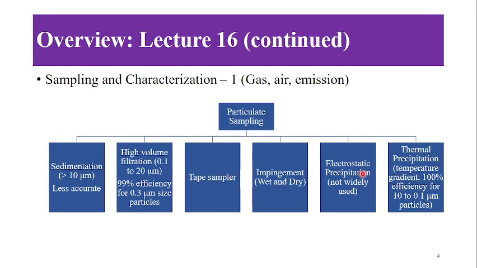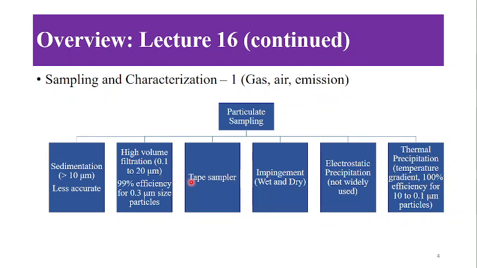Next is particulate sampling. If there are particles in the air, how do you sample them? Like, how do you collect them? First is sedimentation. This is basically for particles more than 10 micrometers. This is generally less accurate. The next one is high volume filtration. As the name suggests, it is used for a high volume of samples, and it is used to measure particles from 0.1 to 20 micrometers and has a very good efficiency.